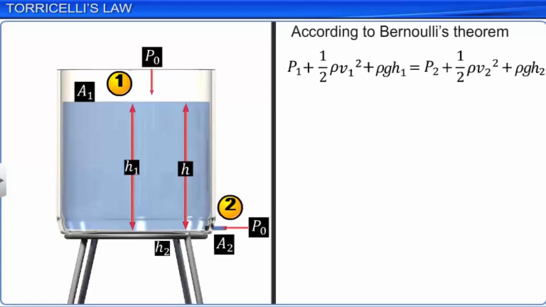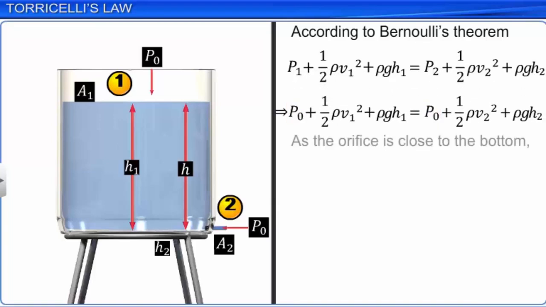As the liquid is exposed to the atmosphere at both the openings shown at positions 1 and 2, the pressure on the liquid at both positions is equal to atmospheric pressure P0. As the orifice is close to the bottom of the tank, h2 is considered 0 and the height h1 is taken equal to the height h of the liquid column between the orifice and the top level of the liquid. Thus, we arrive at the expression shown.